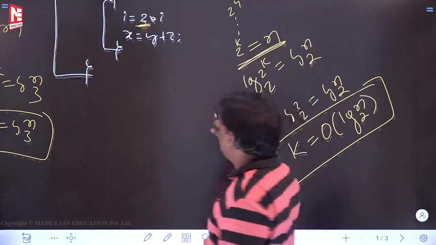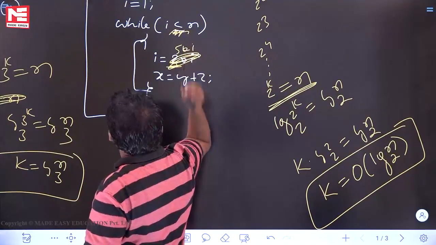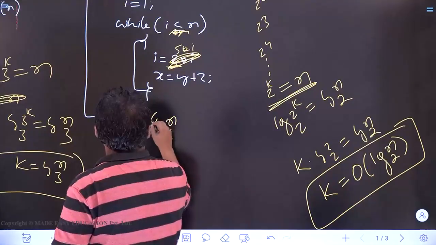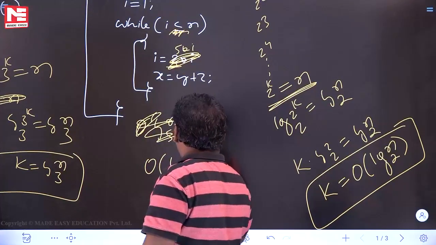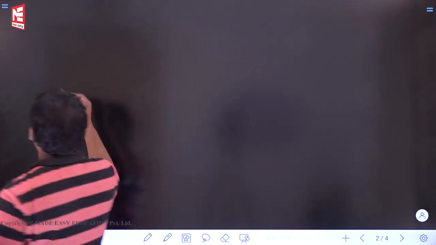Next one, some people are asking me, if I multiply not by 2 but by 5, into I, then what is the answer? Log n base 5, theta, big O of log n base 5. Let's see one more problem.